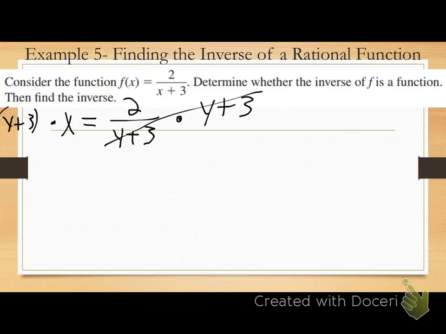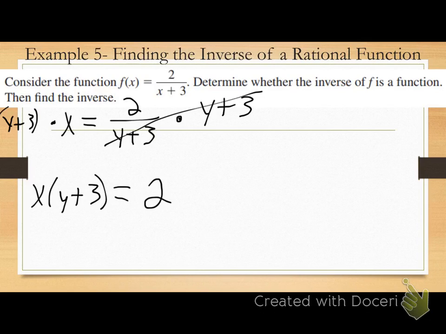So I've got y plus 3 times x. And what's left on that right-hand side? 2. We okay with that? Now I don't have to worry about fractions as of right now. It's going to be a lot easier to get y by itself now. Okay, what would be my next step? Getting y by itself. Minus 3. Nope.